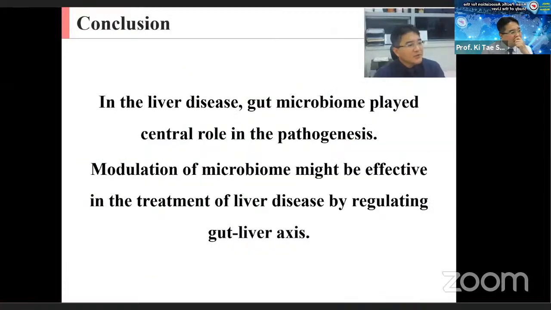Conclusion: in liver disease, the gut microbiome plays a central role in the pathogenesis. Modulation of the microbiome might be effective in the treatment of liver disease by regulating the gut-liver axis.